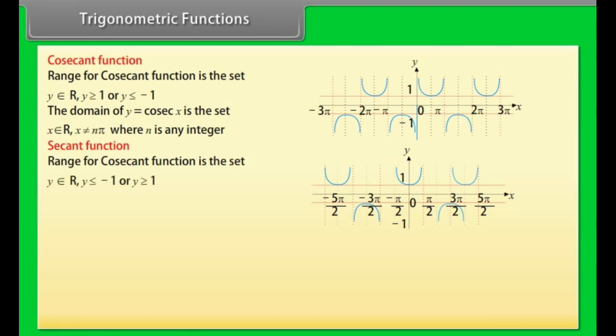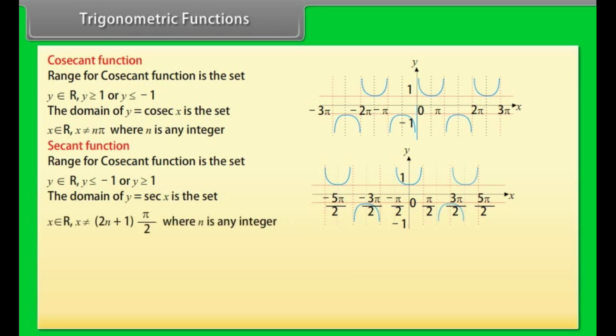Y belongs to real number, y less than or equal to -1 or y greater than or equal to 1. The domain of y is equal to sec of x is the set: x belongs to real number, x not equals to (2n plus 1) into pi by 2, where n is any integer.